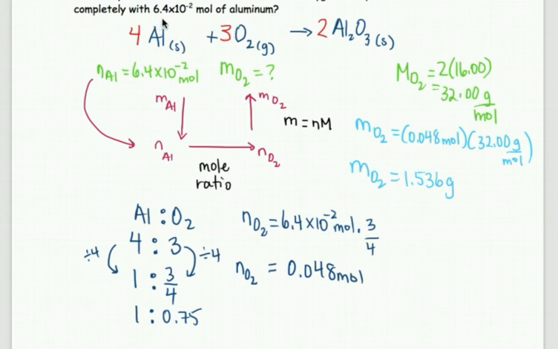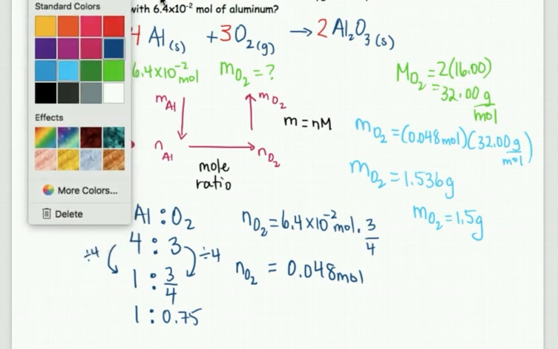All right, I'm just going to double check here and round properly. So I have 6.4, see my scientific notation value, so it's just a couple digits, so I'm going to round to 1.5 grams like that.